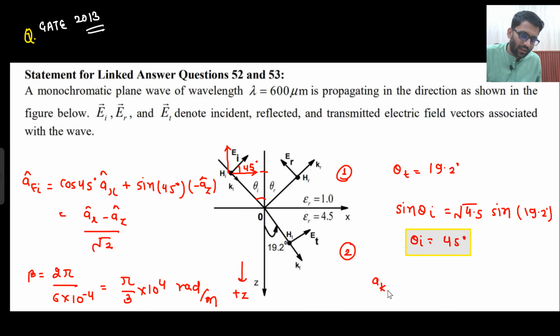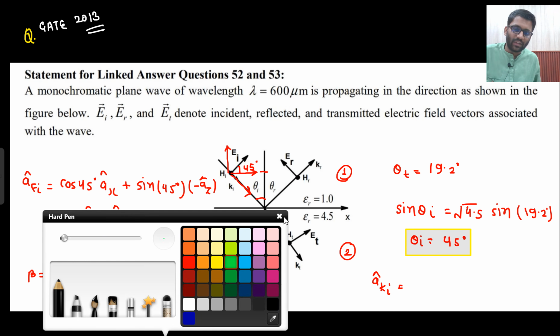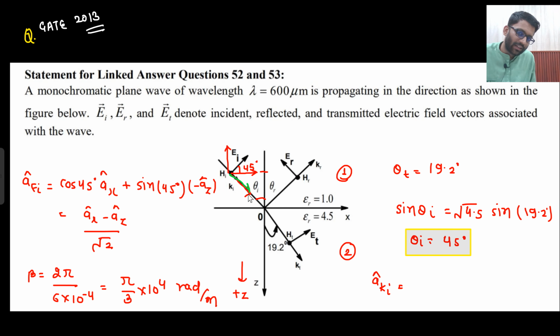I need to find a_ki, so I need to find this direction. For that, I need to take this vector. Basically, if you can see the diagram clearly, I need to find this direction, so I can take this vector and this vector. Are you getting this point? This will also be 45 degree, this will also be 45 degree. So what will be the direction? What do you think? Plus x and plus z, right?